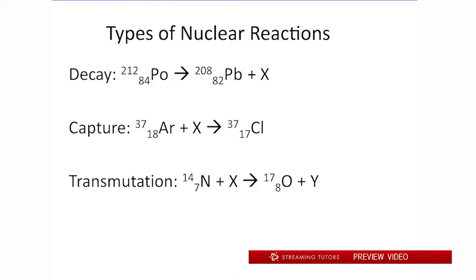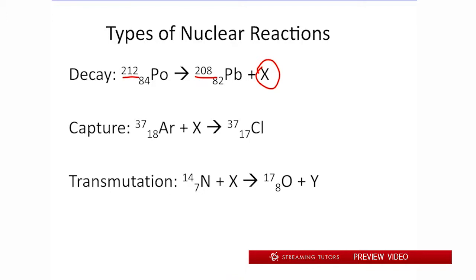There are generally three basic reactions that can occur. The first one is the decay of something. If we have an unstable nucleus, it can decay into a more stable nucleus by emitting some kind of particle. You can see that in this scenario, our number of protons has changed from 84 to 82, and our number of neutrons has also changed. We have a mass number of 212 going instead to 208.